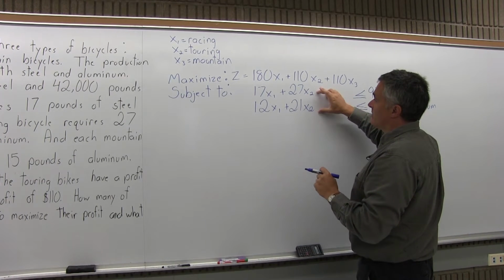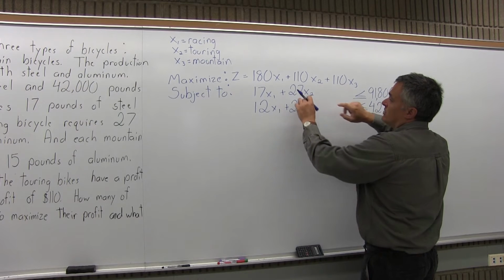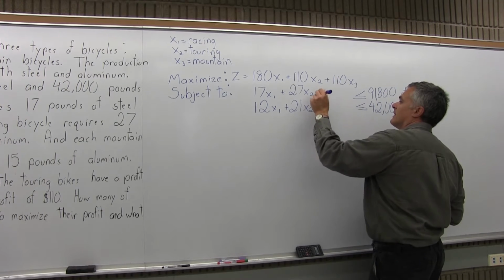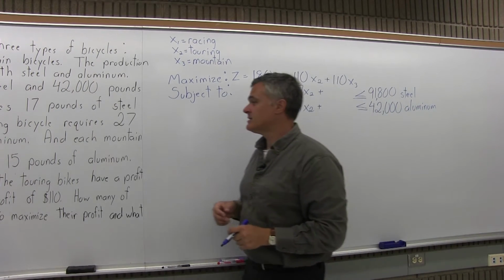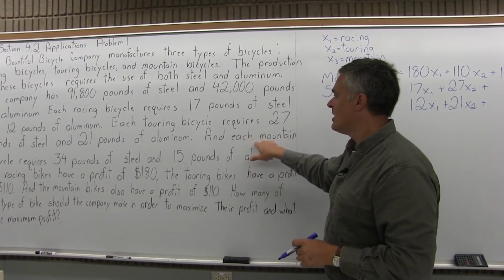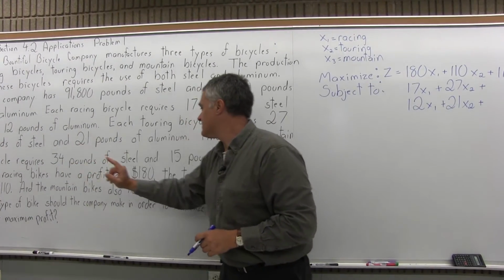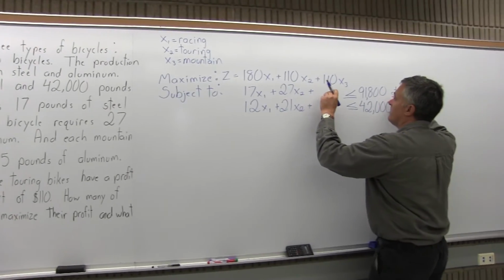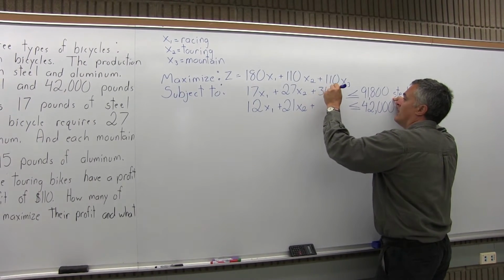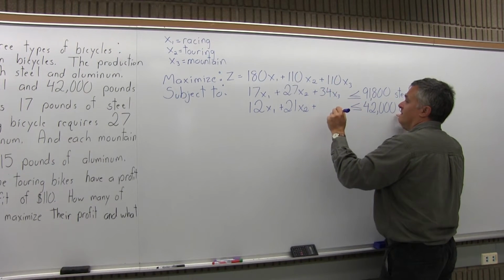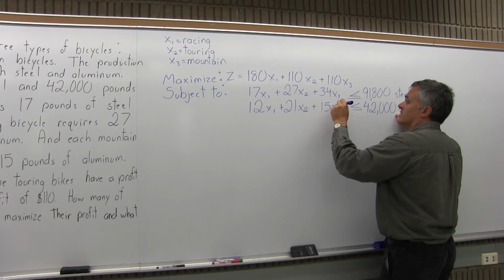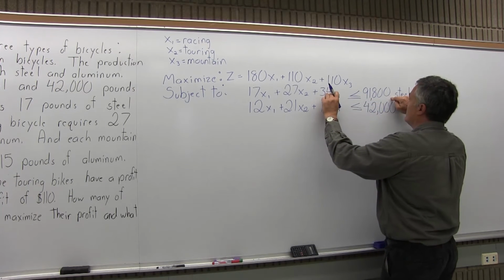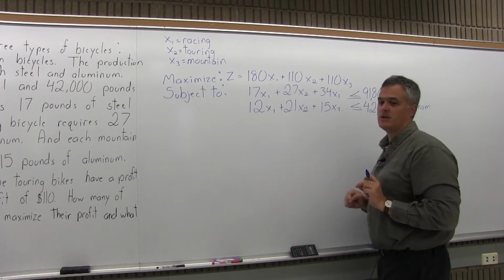So again, the touring bicycles are represented by X2. Each touring bicycle uses up 27 pounds of steel and 21 pounds of aluminum. And then finally, the mountain bicycles, they're listed last, says each mountain bicycle requires 34 pounds of steel and 15 pounds of aluminum. So 34 pounds of steel for each mountain bicycle, which is X3, and 15 pounds of aluminum for each mountain bicycle. So again, the mountain bicycles are X3. Each mountain bicycle uses up 34 pounds of steel and 15 pounds of aluminum.